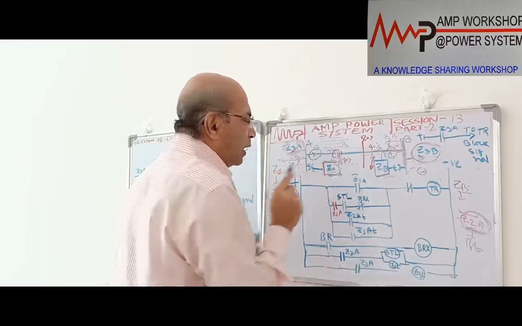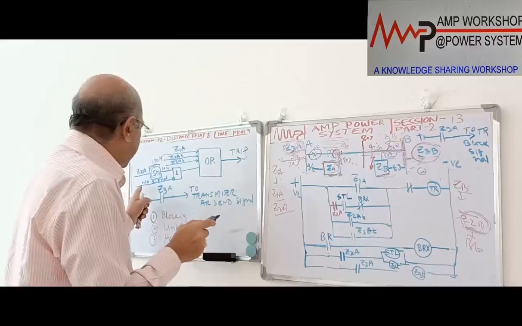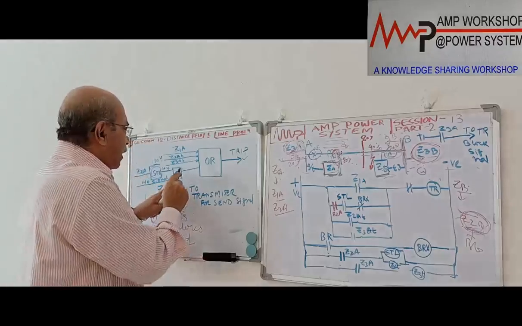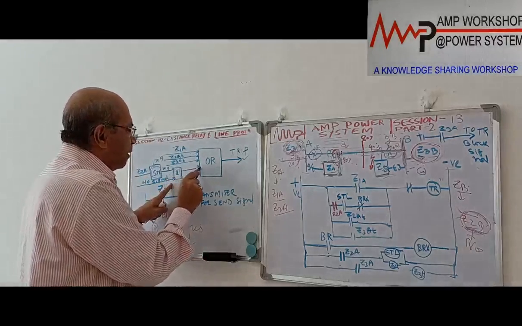That means the fault is within the line. So at that time, if the signal is not received here, this relay does not receive any signal. If this condition, then it will give a tripping command.